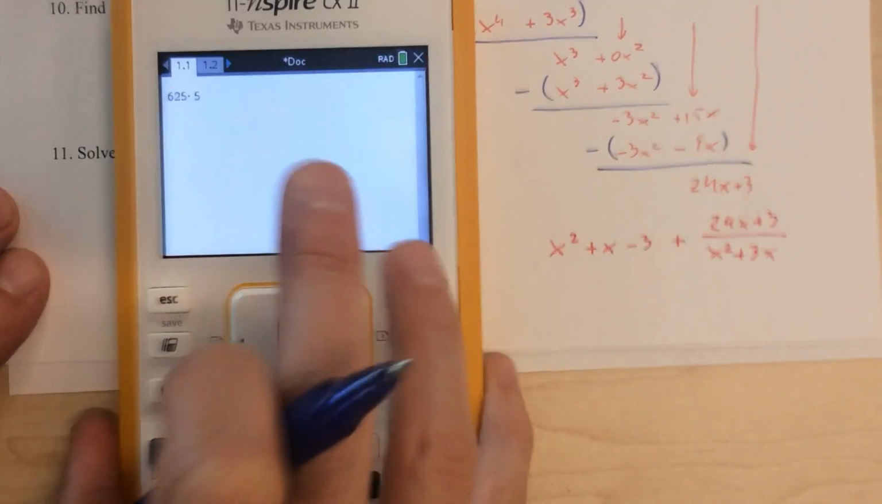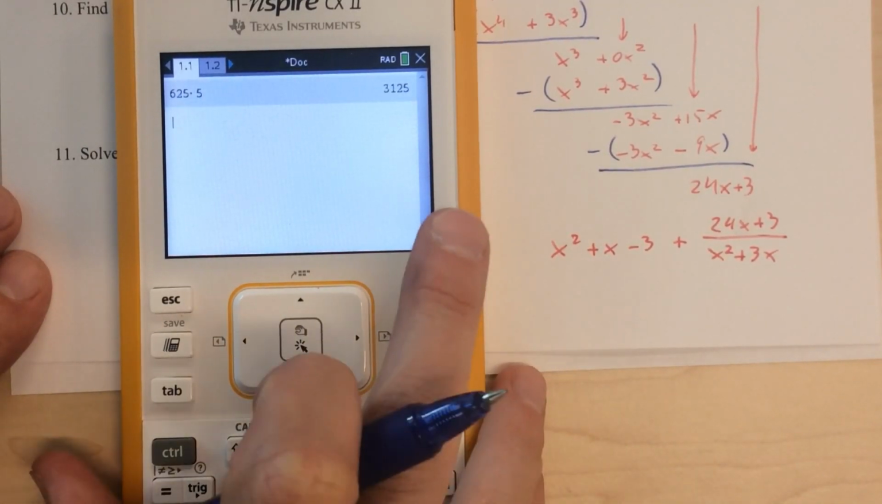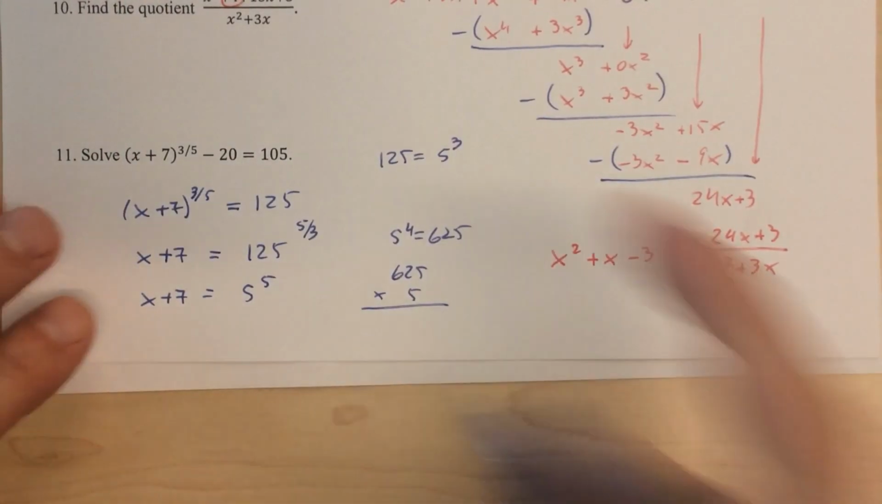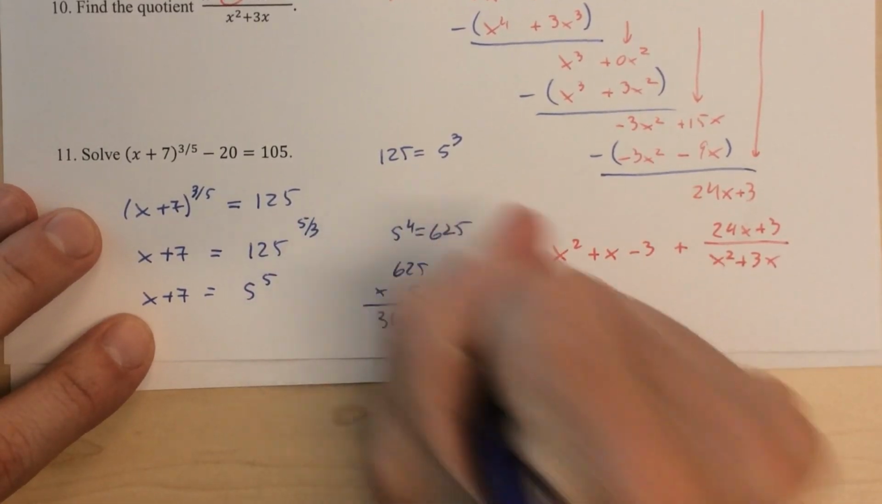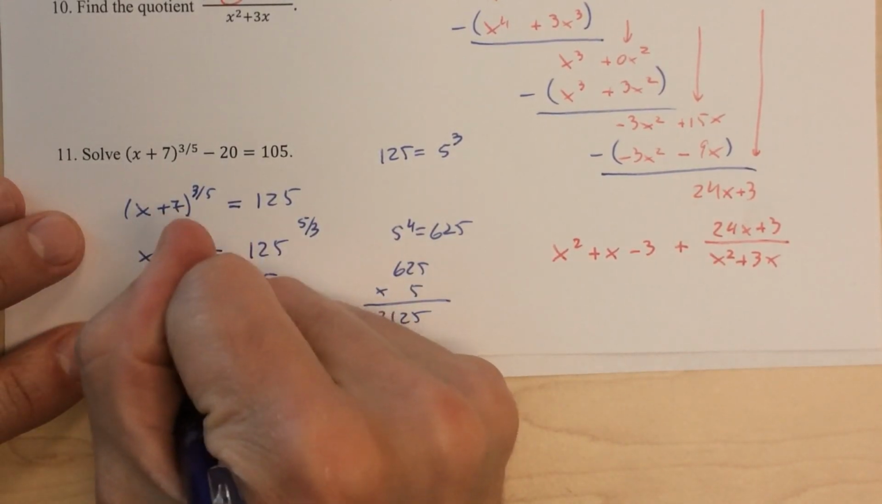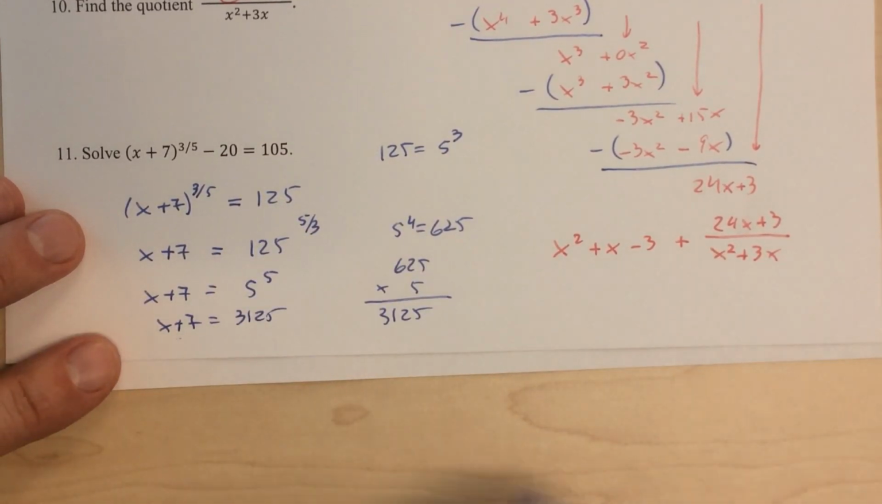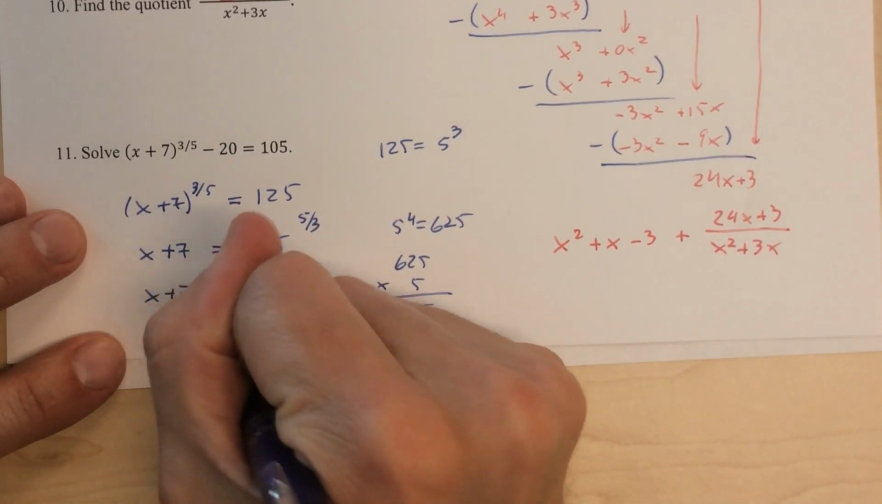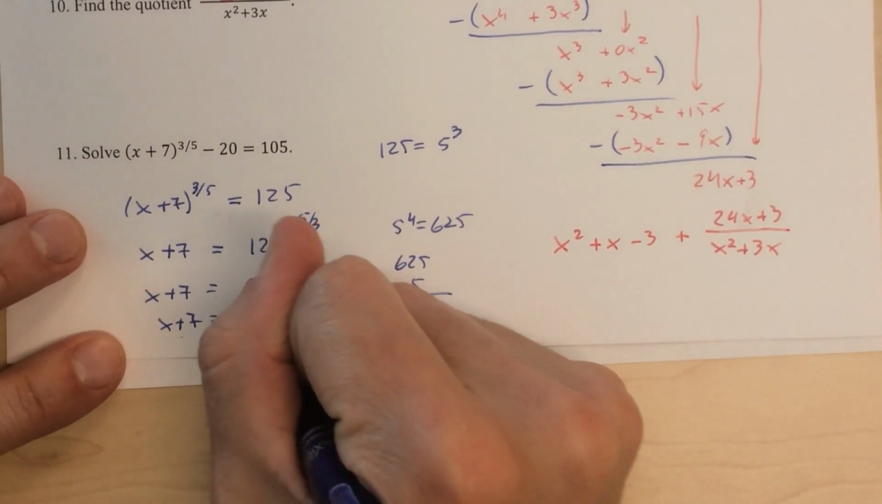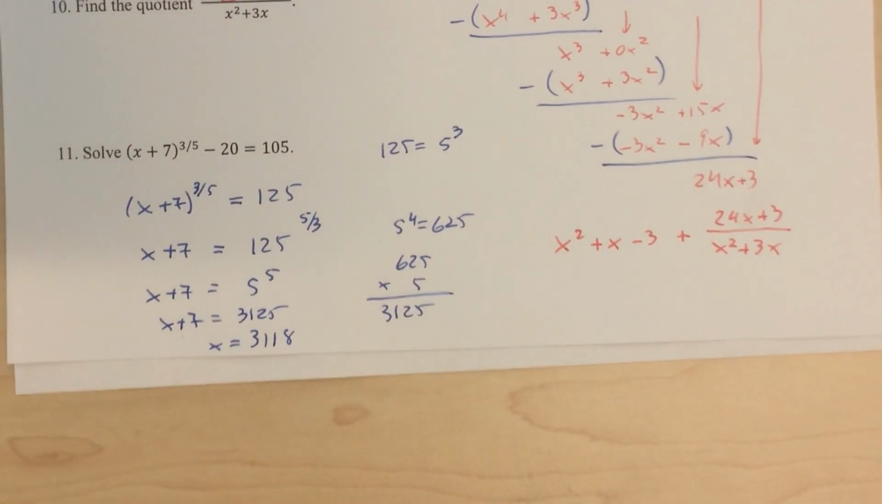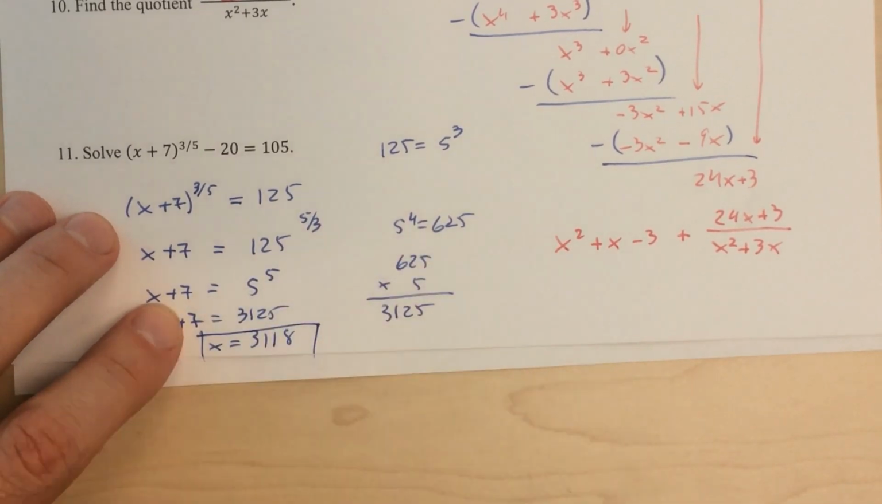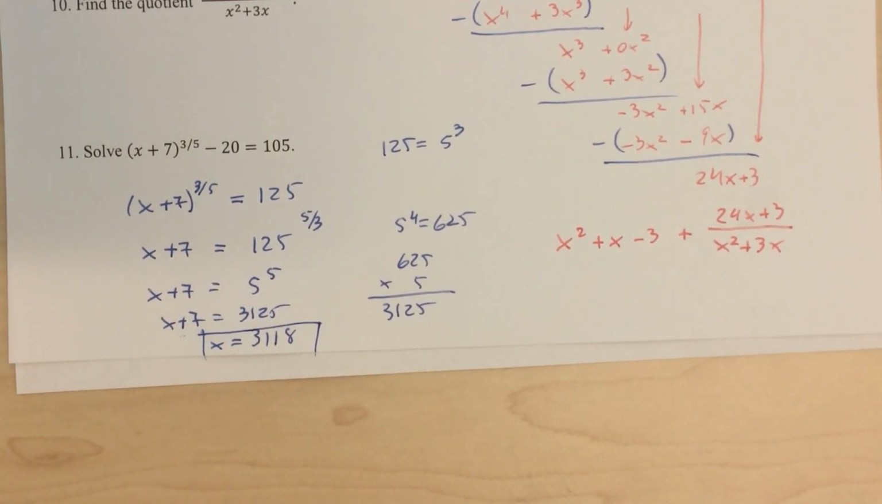625 times 5 is 3125. So now x plus 7 equals 3125. We'll subtract that 7. Doesn't change it by much, but it's actually important. You get 18 when you subtract, so done.